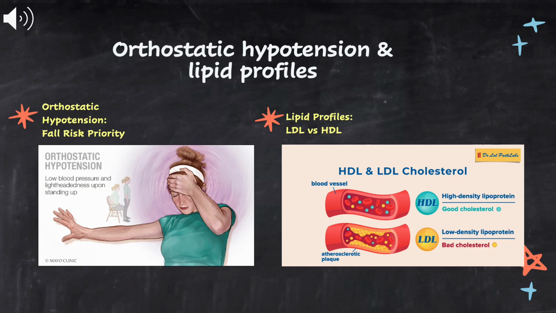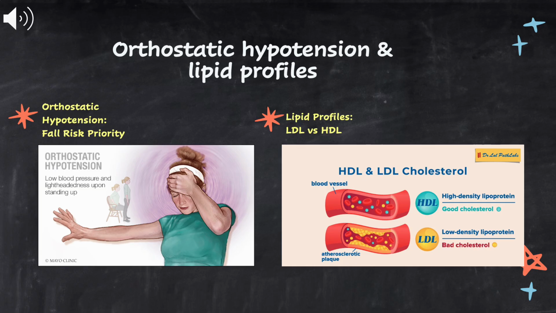The second part of the slide reviews lipid profiles, specifically LDL and HDL cholesterol. LDL, or low-density lipoprotein, is considered bad cholesterol because it contributes to plaque buildup in the arteries. Elevated LDL levels promote atherosclerosis, increasing the risk of coronary artery disease and stroke.